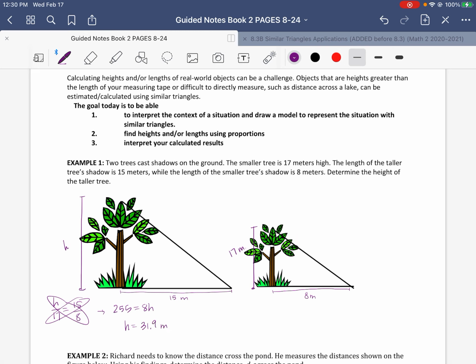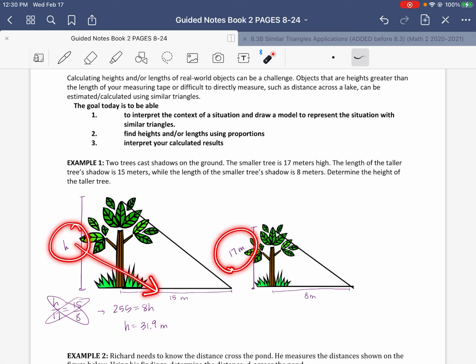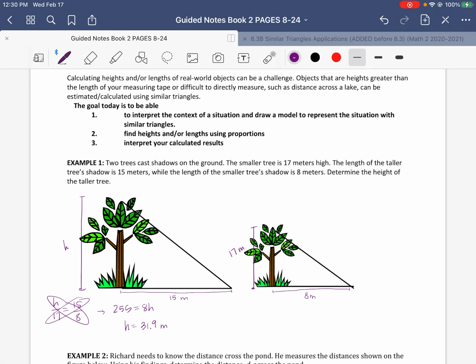Okay. Now again, some people really like to do proportions relating the object to its own shadow, so you can do this as well. h is to 15 as this height of a tree would be to its shadow. It'll give you that same idea. So if I do h is to 15 as 17 is to 8, notice you still have 8h. 15 times 17, you'll get the exact same answer, so you can do it that way too.